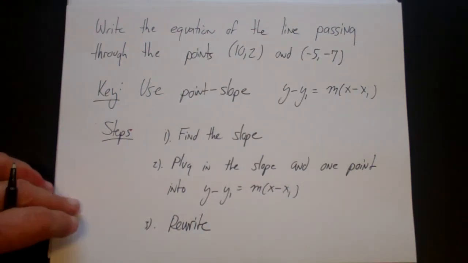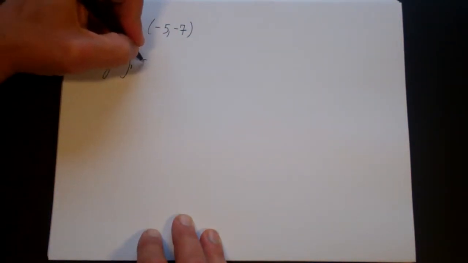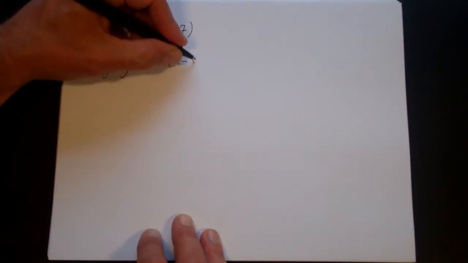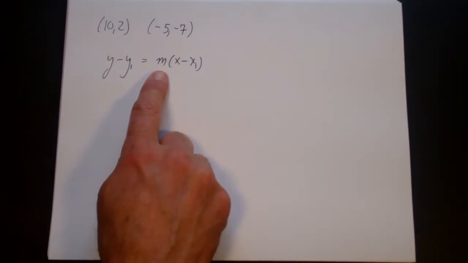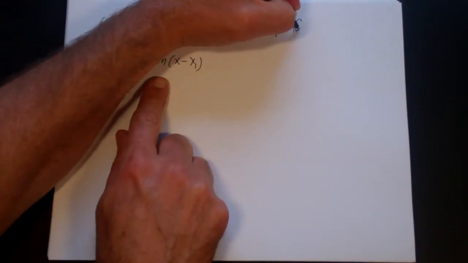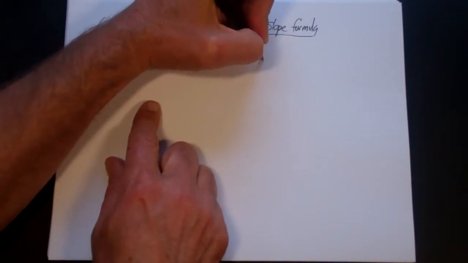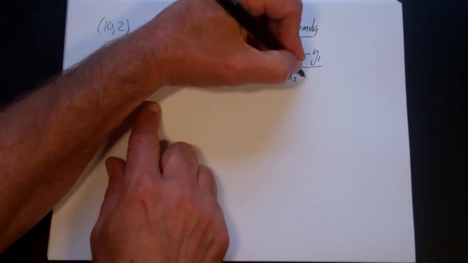So let's go ahead and get started on this problem. First, I'm going to write down the 2 points. The 2 points are (10, 2) and (-5, -7). And I'm going to write the point slope formula down. That's y minus y1 is equal to m times x minus x1. The first thing I notice is I don't have the slope, so I'm going to find the slope using the slope formula. The slope formula is simply slope is equal to y2 minus y1 over x2 minus x1.